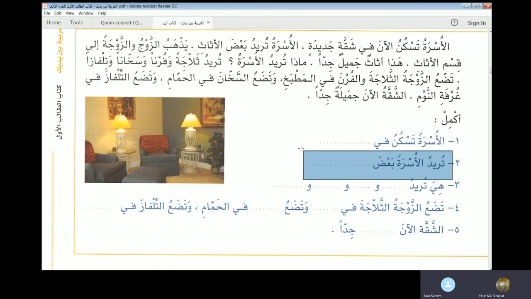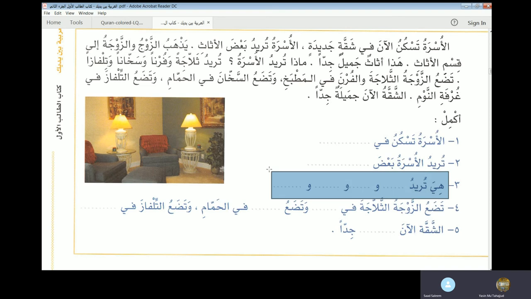First, tell me the complete English of this sentence. Second sentence in tadrib: al-usratu turidu ba'da. What will you add? In English it is: the family wants some furniture. So what will be the Arabic? Turidu al-usratu ba'da athath, badal asasi. Okay. Also do this without looking at the paragraph.